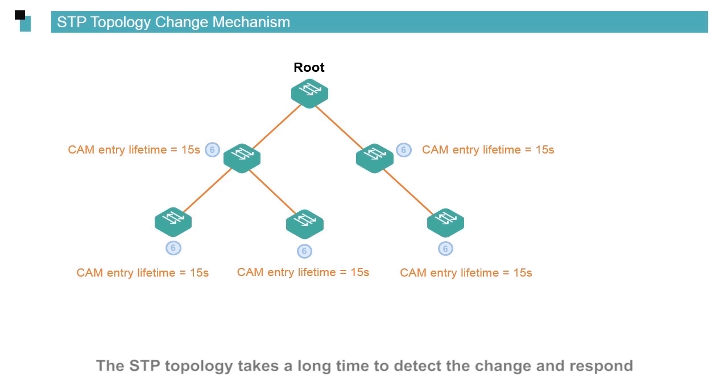The STP topology takes a long time to detect the change and respond. Some sensitive services do not allow for significant periods of network interruption. To reduce network interruption, MSTP is used.